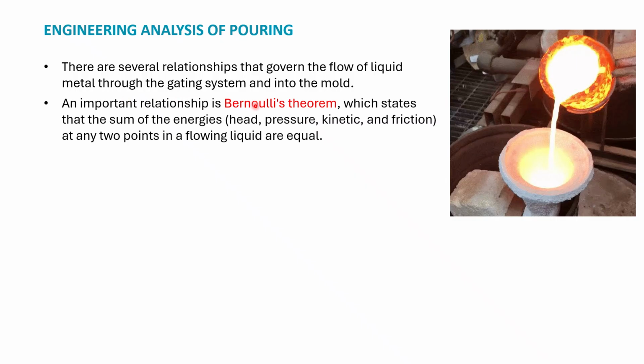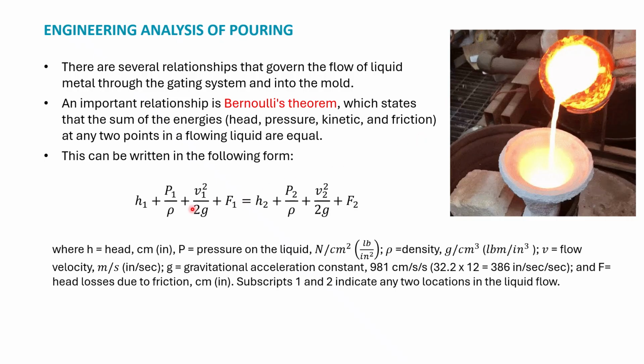An important relationship for any flow is the Bernoulli theorem, which states that the sum of the energies, like the head, the pressure, the kinetic, and the friction, at any 2 points in the flowing liquid are going to be equal. This can be simply written in the following form. The height h1 plus the pressure p1 over the density plus the velocity v1 squared divided by 2 multiplied by the gravitational acceleration g, plus the friction, is going to be equal to the same amount of energy in the second state.